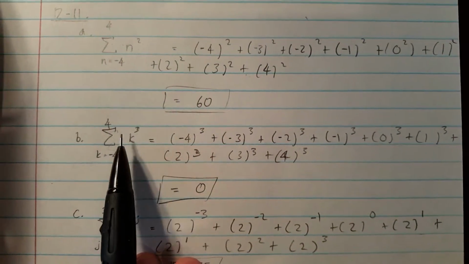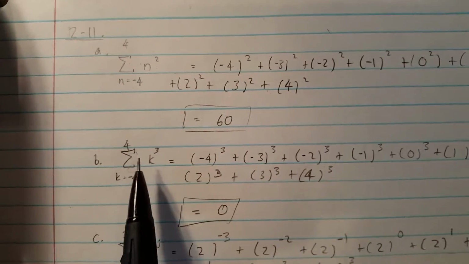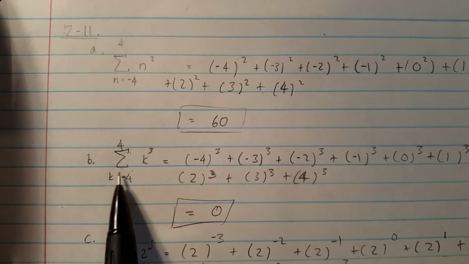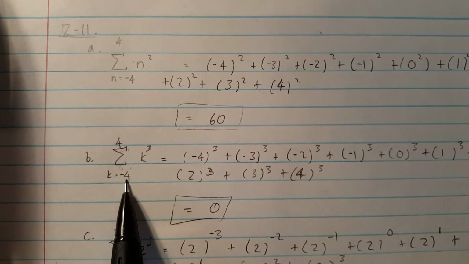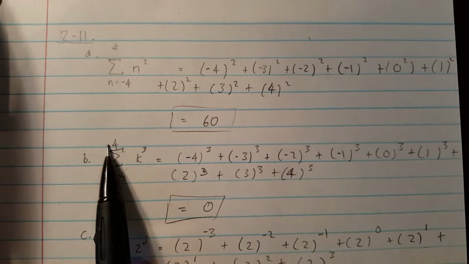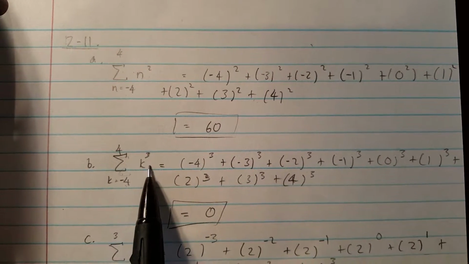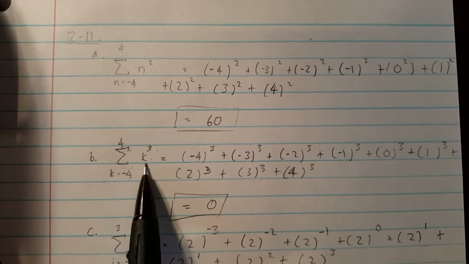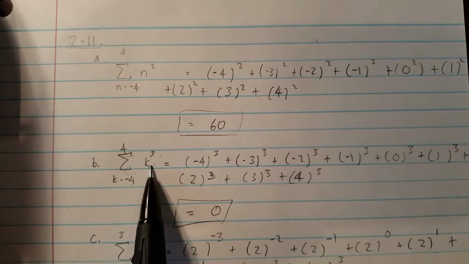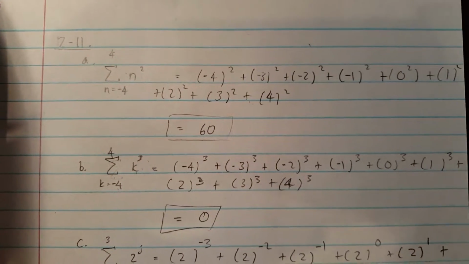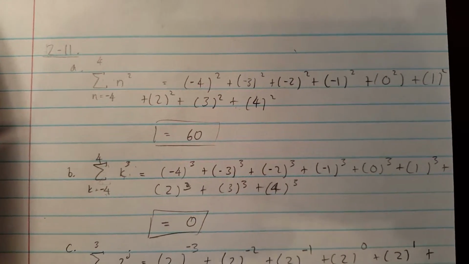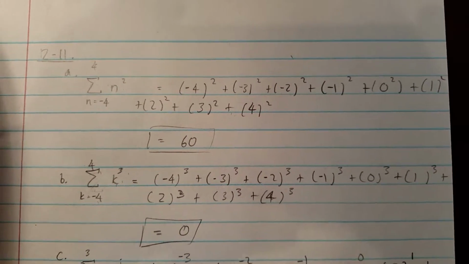So here we have the same summation notation here, and we have sigma, right? Our sigma notation. Oh, look at that. It starts at negative 4 and stops at 4. This time, the only thing that's different is k cubed. This is our equation. So the difference in this equation is that we have a different variable and we have a different number in the exponent. Well, we just do the same thing.